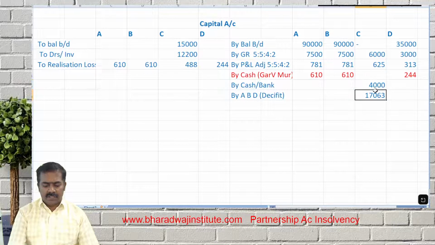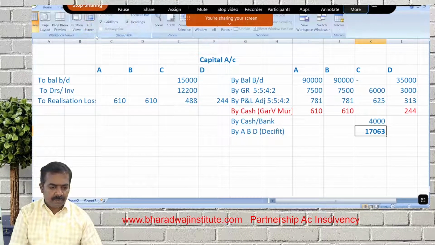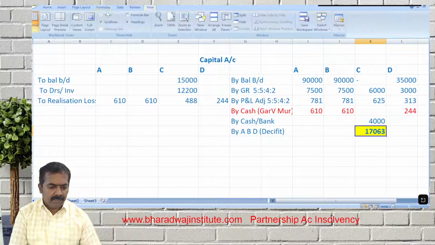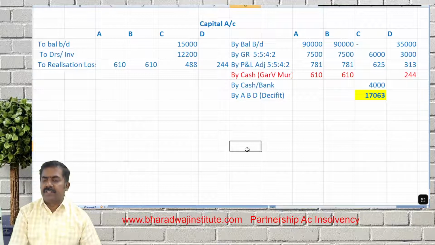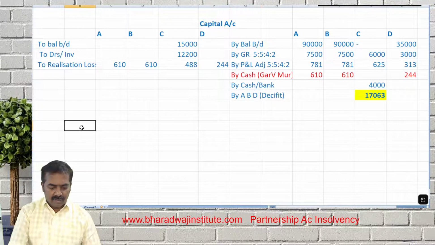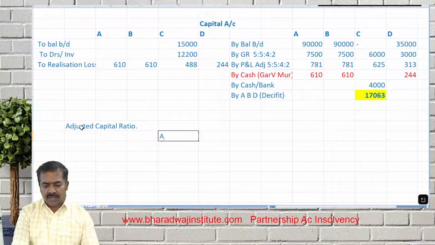This is a loss due to insolvency. This loss due to insolvency should be borne by whom? It should be borne by the solvent partners in which ratio? Adjusted capital ratio. Pay attention. Okay, what is adjusted capital ratio? Of which one? A, B, D.